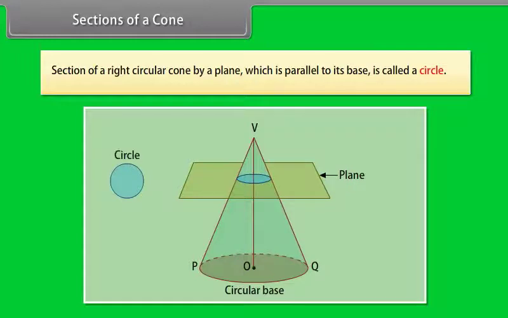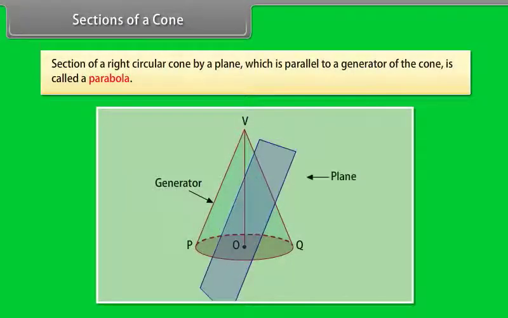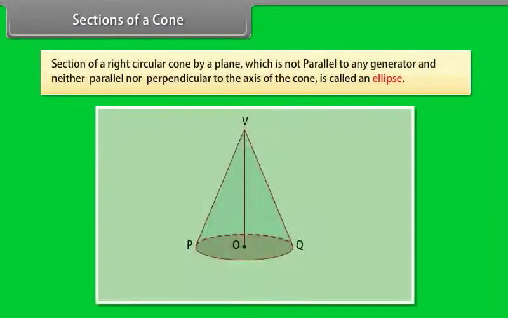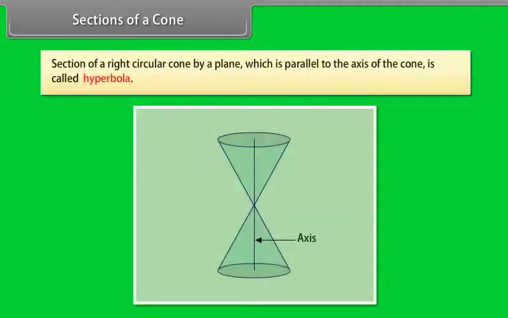Section of a right circular cone by a plane which is parallel to its base is called a circle. Section of a right circular cone by a plane which is parallel to a generator of the cone is called a parabola. Section of a right circular cone by a plane which is not parallel to any generator and neither parallel nor perpendicular to the axis of the cone is called an ellipse. Section of a right circular cone by a plane which is parallel to the axis of the cone is called a hyperbola.